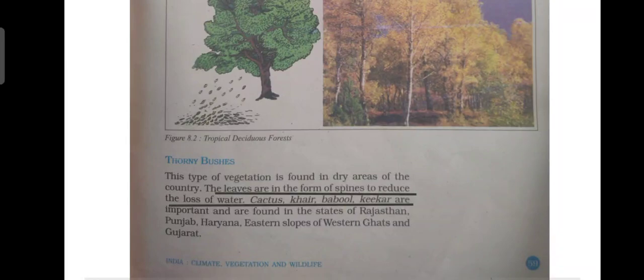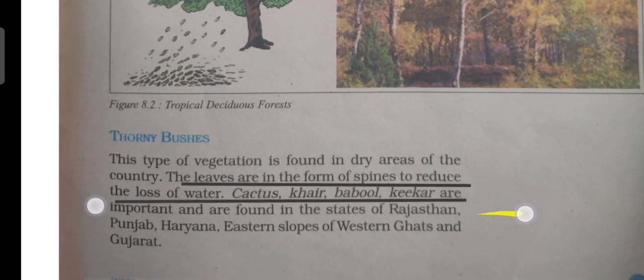Good morning, children. Today we are going to continue with the types of natural vegetation found in India, and we are going to read about thorny bushes, mountain vegetation and mangrove forest. And then the last topic for today will be why are forests necessary. Firstly, let us read about thorny bushes.